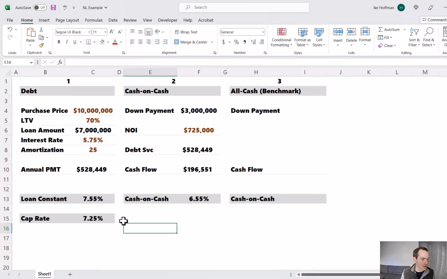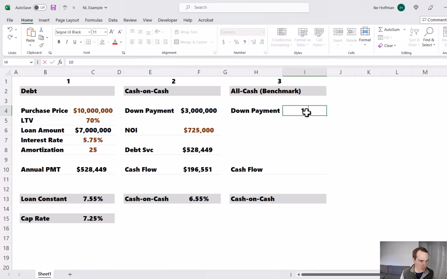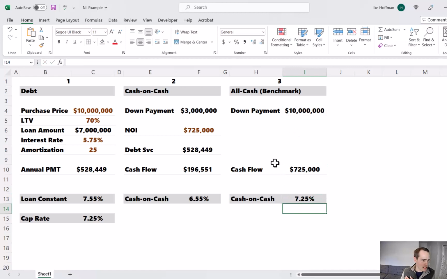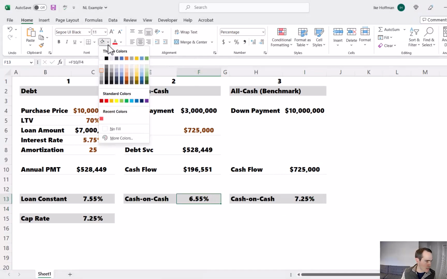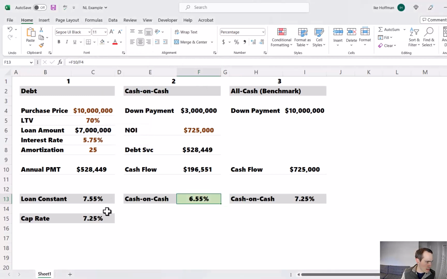Before we run some different scenario analysis, let's go ahead and populate model 3. So in this scenario, we're assuming all cash. So our down payment would be $10 million. And then the cash flow is just the NOI because we wouldn't have any debt service. And then the cash on cash is just cash flow divided by down payment, 7.25%.